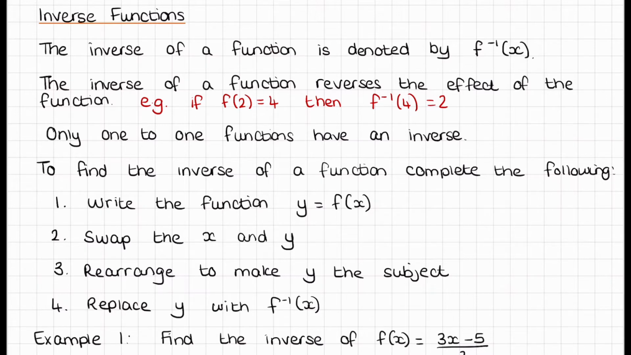To find the inverse of a function, complete the following. First of all, we write the function as y equals. We then swap the x and y. We rearrange it to make y the subject, and then we replace the y with our inverse notation.